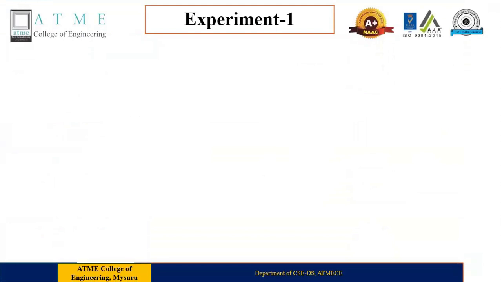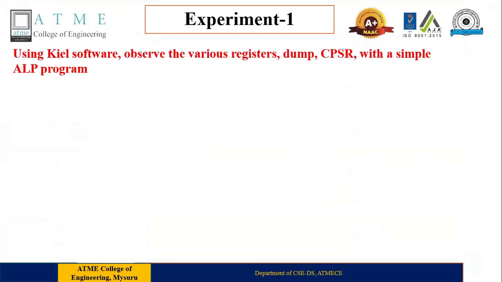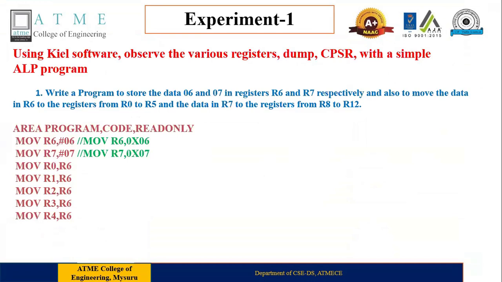Moving on to the first experiment. Using Keil software, we can observe the various registers, including CPSR, with a simple ALP program. Here we are starting with a basic register-level data transfer using the immediate addressing mode (hash), where 6 will be moved to R6.